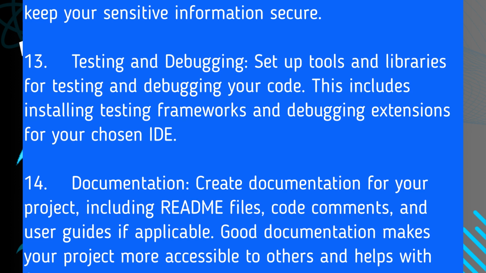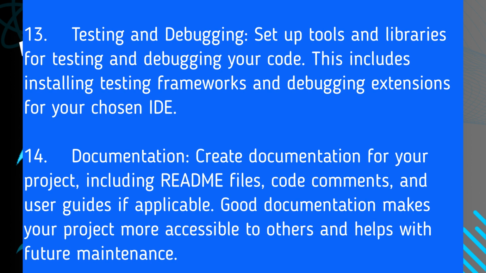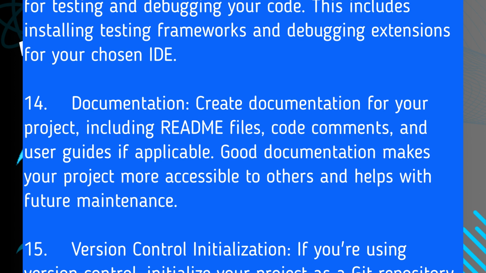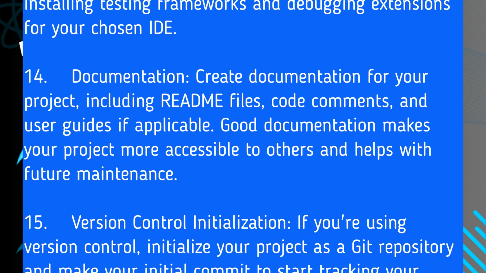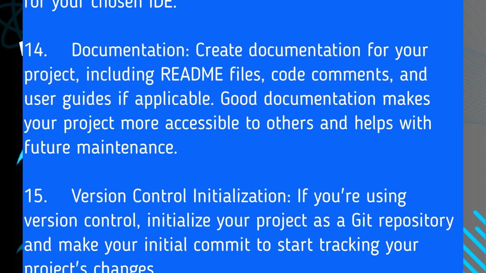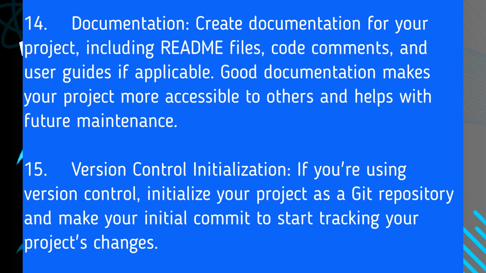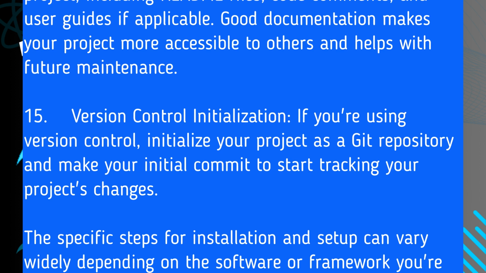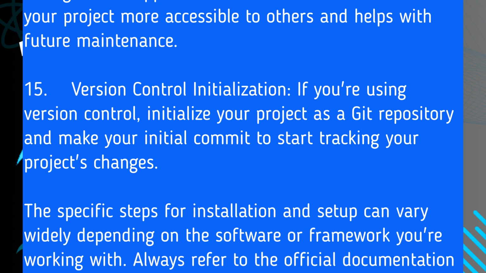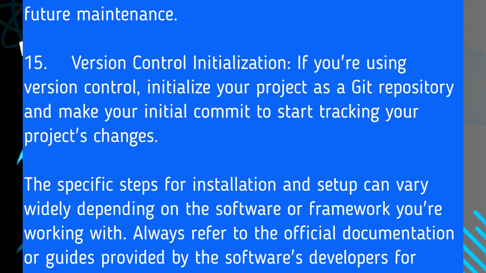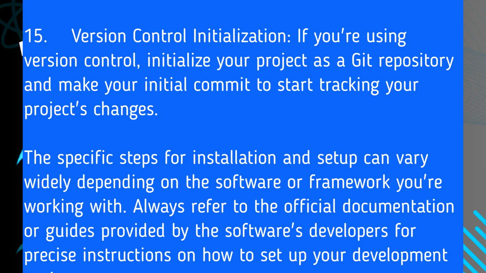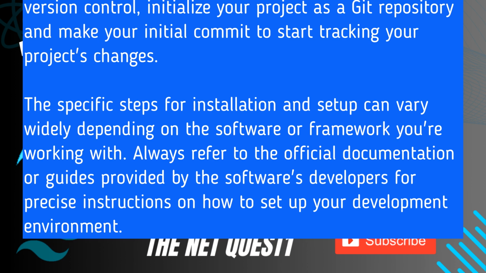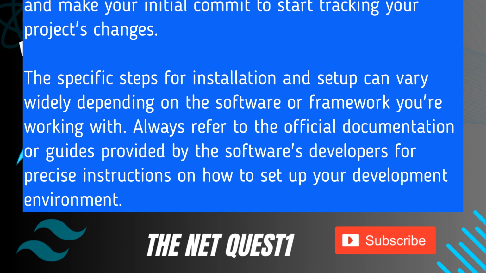13. Testing and debugging. Set up tools and libraries for testing and debugging your code. This includes installing testing frameworks and debugging extensions for your chosen IDE. 14. Documentation. Create documentation for your project, including readme files, code comments, and user guides if applicable. Good documentation makes your project more accessible to others and helps with future maintenance. 15. Version control initialization. If you're using version control, initialize your project as a Git repository and make your initial commit to start tracking your project's changes.